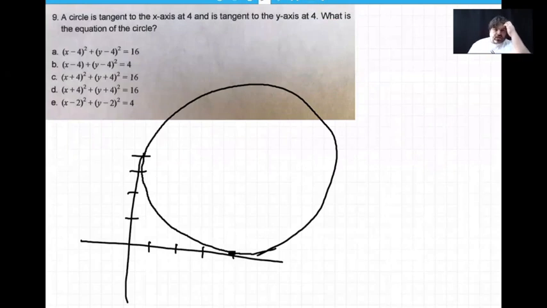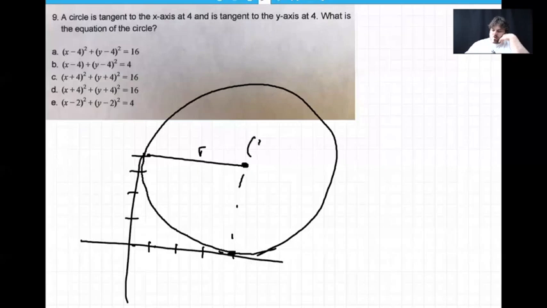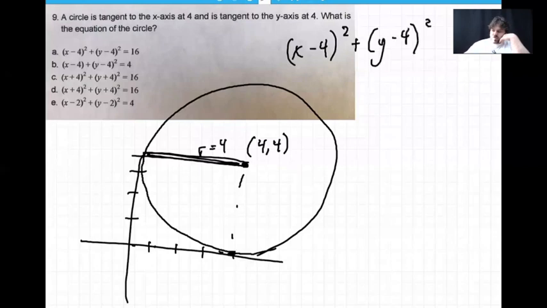So remember, there's only two things we need for a circle's equation. We need to know the center, and we need to know the radius. Okay? Well, the center is at 4, 4. And what is the radius? Well, it's the distance from here to here, which is 4. So when we write our equation, it's x minus the x coordinate squared plus y minus the y coordinate squared equals the radius squared. So of course that's going to equal 16. We're going to simplify that. Everything else looks good. So we're just looking for the one that matches. And it looks like answer choice A is correct.